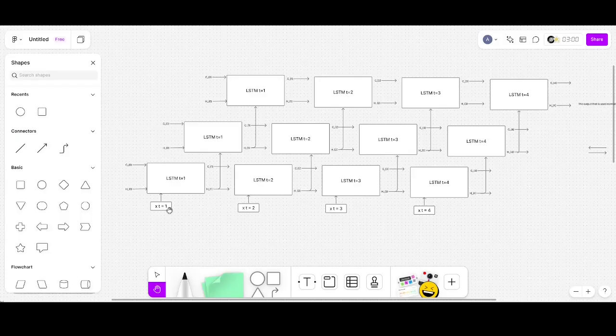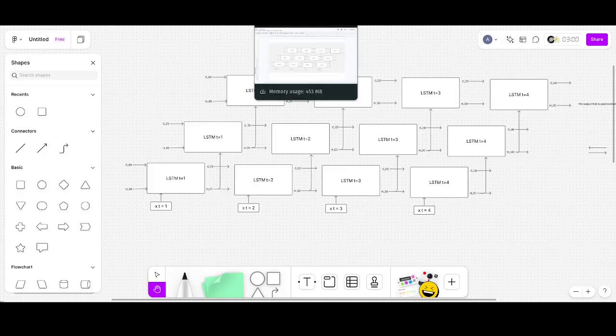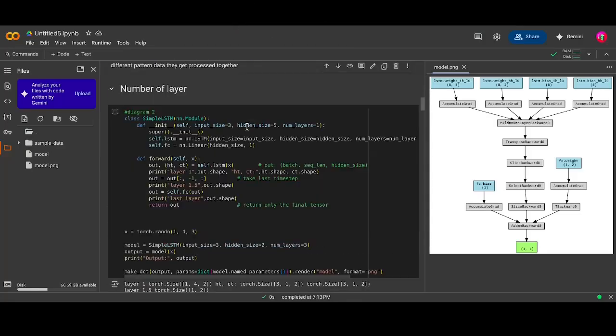What will happen is you have the inputs xt1, xt2, xt3, xt4, and when you pass them on, when this LSTM block finishes processing the data at time t1, it passes it on to the next block. And then once this finishes processing the data, it passes it on to the next block. And that's how it goes. So that's what the number of layers means.